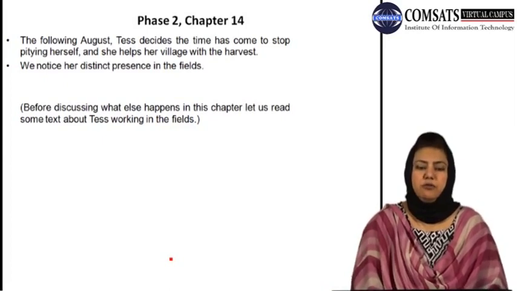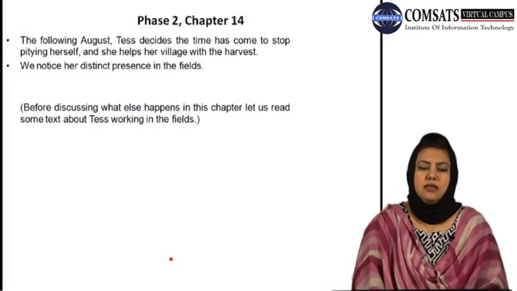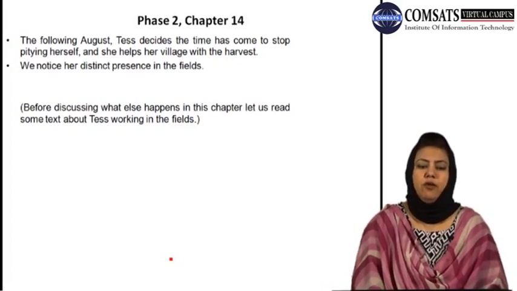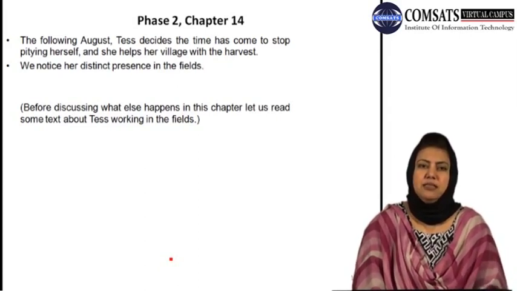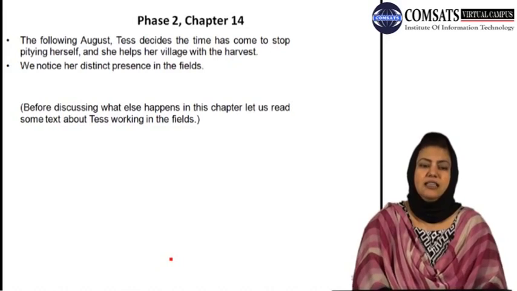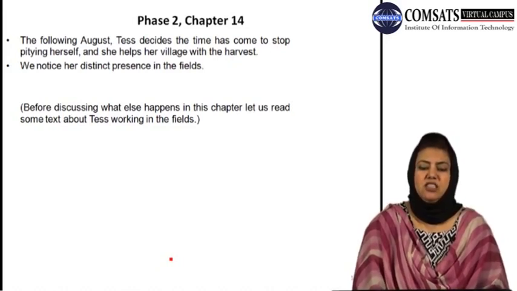This brings us to chapter 14 of phase 2. Again, there is some time lapse. The following August, Tess decides the time has come to stop pitying herself, and she helps her village with the harvest. We notice her distinct presence in the fields as she works there. And I think before discussing what else happens in this chapter, let us read some text about Tess working in the fields.